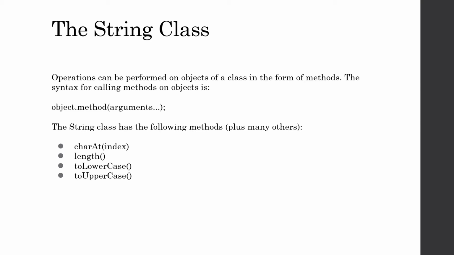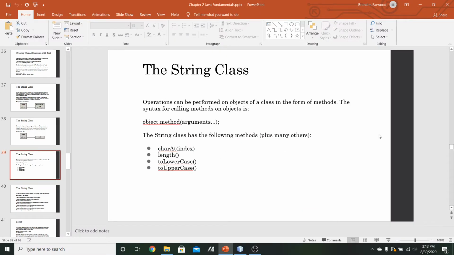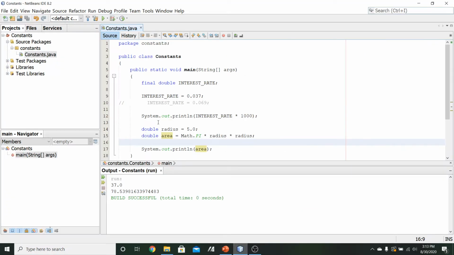The syntax looks pretty much the same. You're still going to see that dot notation that separates, in this case, the object name and the method that you want to use. So let's go ahead and minimize this. We'll take a quick look.